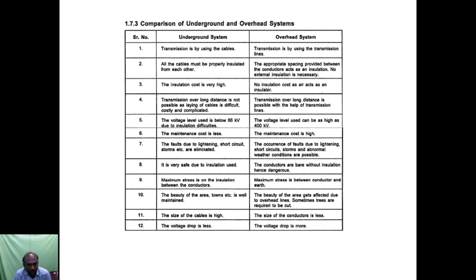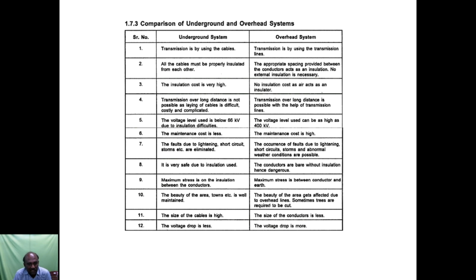The underground system is very safe due to the insulation used. So in terms of safety, the underground system is better than overhead. But in overhead, the conductors are bare, without insulation, which is dangerous. Because of that, there is the danger of damage to birds sitting on any two conductors, causing a short circuit. So it is very dangerous.